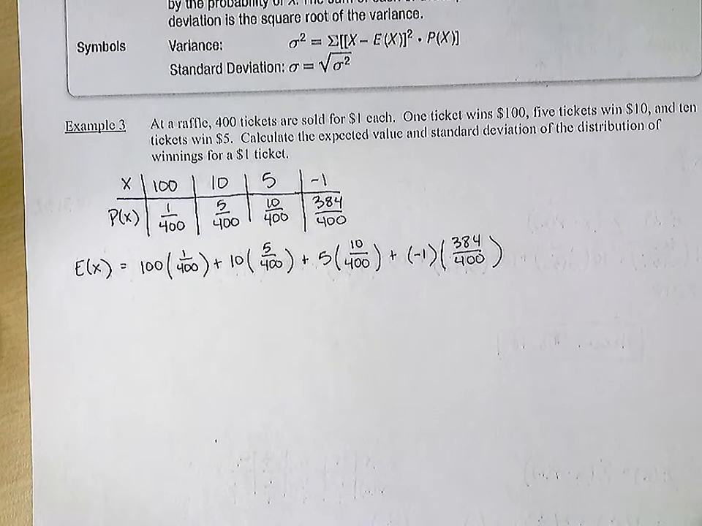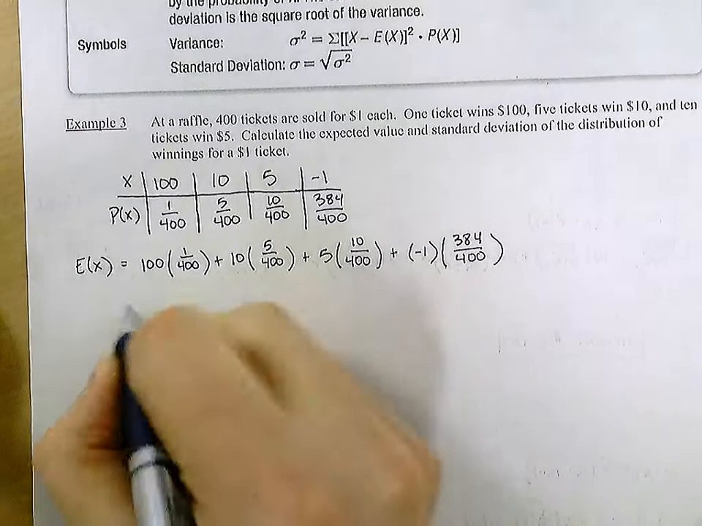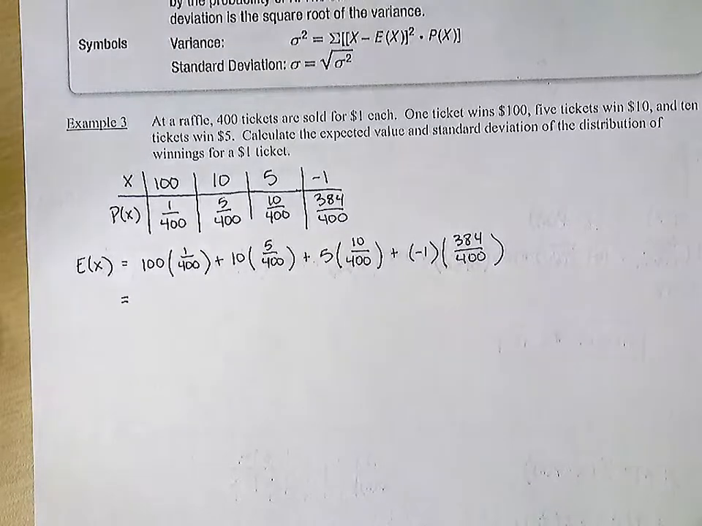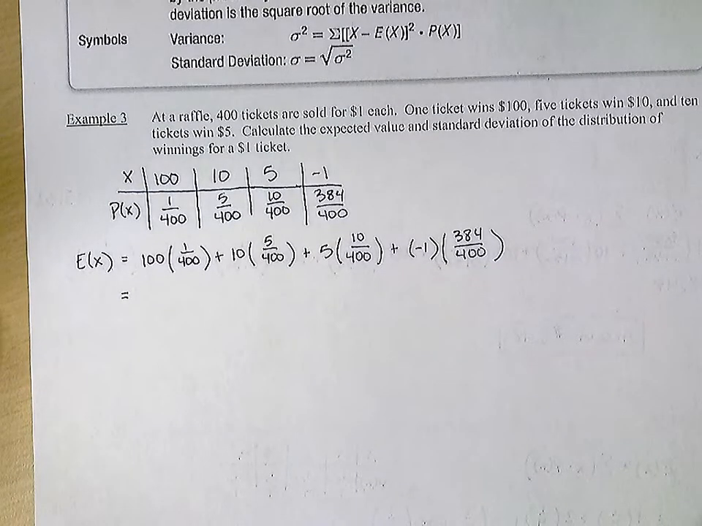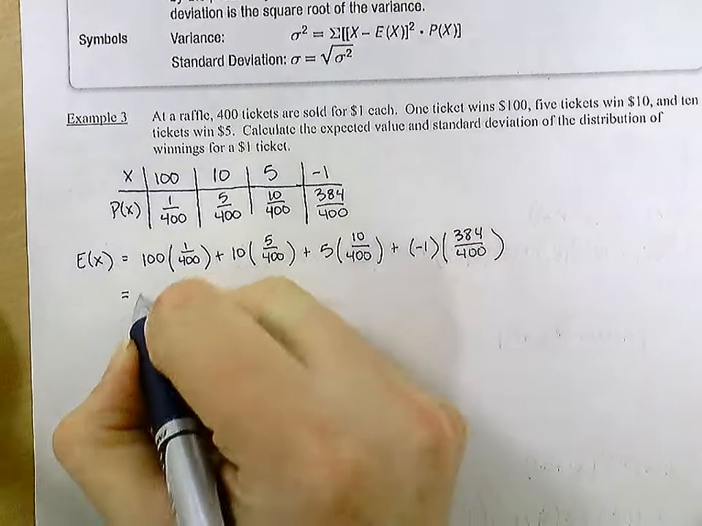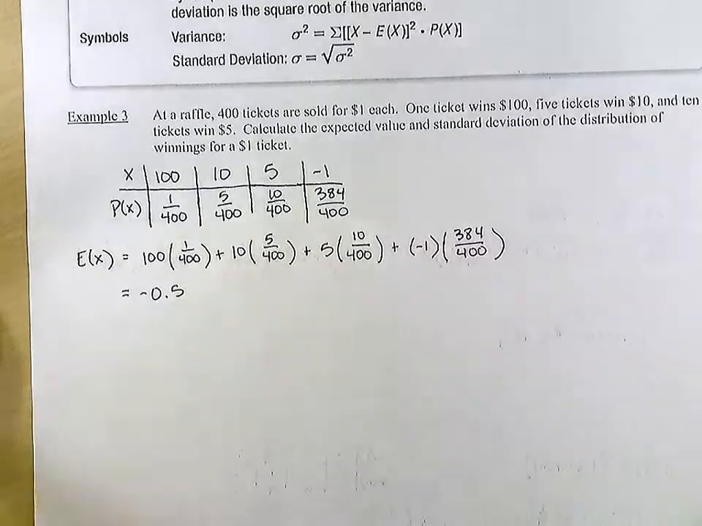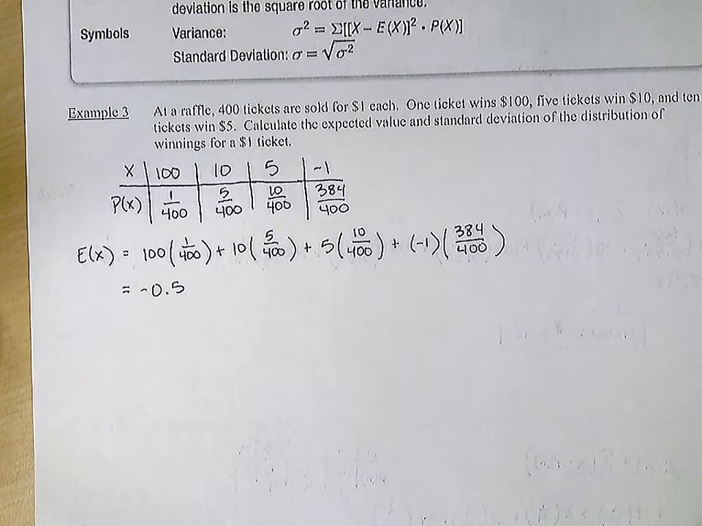Okay, so again, all you have to do is enter that into your calculator, again being careful with those parentheses as you enter it in that calculator. You should get negative 0.5 or negative 1/2.